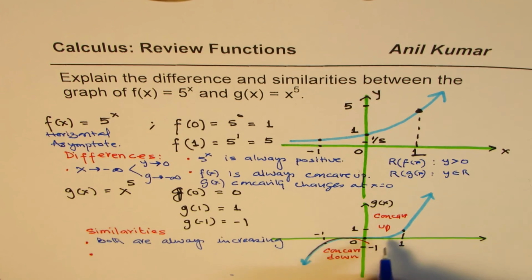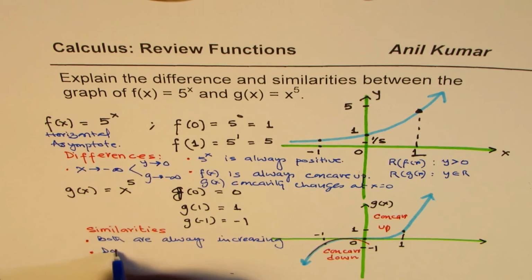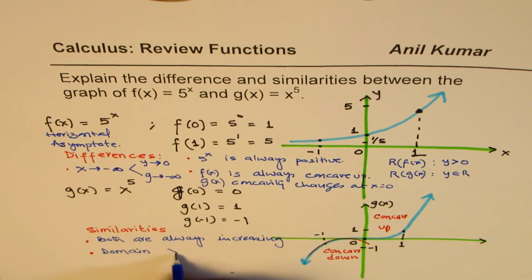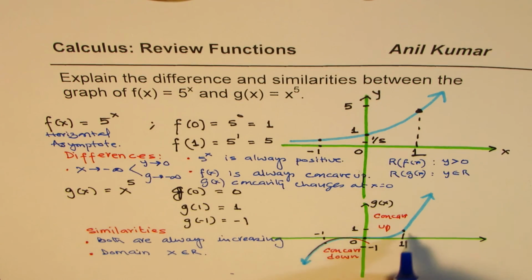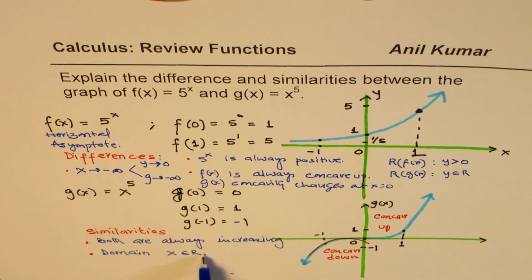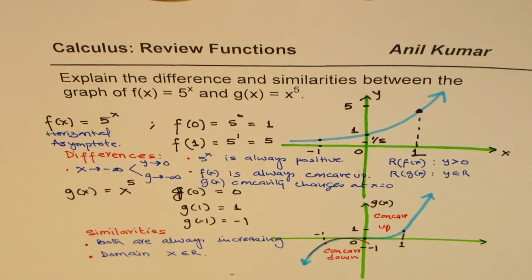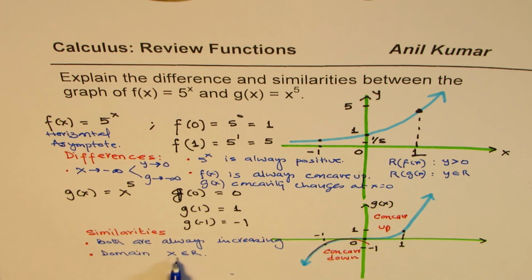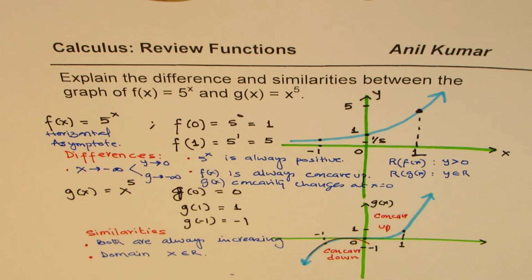And another similarity is about their domain. Both domains are x belongs to real numbers, right? They are continuous functions without any break, and their domain has no restrictions, right? So these are continuous functions without any break, smooth curves, and their domain is all real numbers. So these are two very good similarities between these two graphs. I hope that concept of comparing different types of functions is very clear from here.